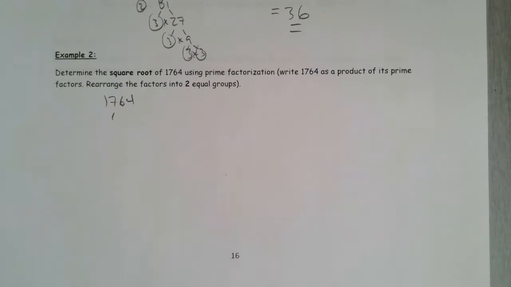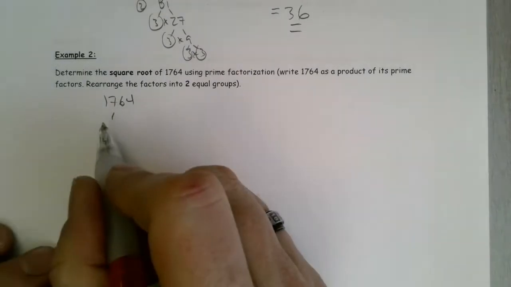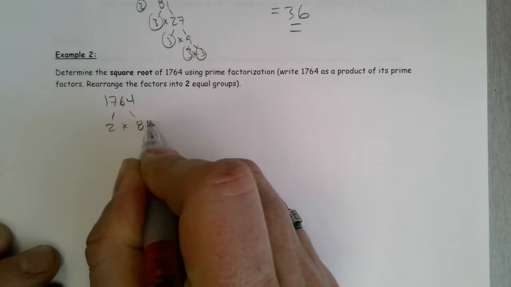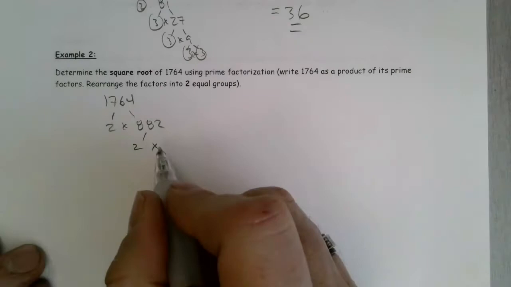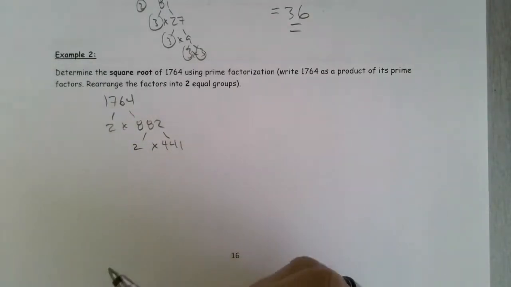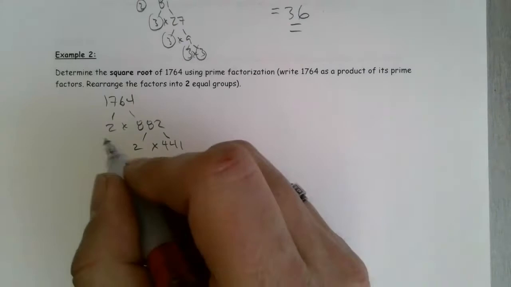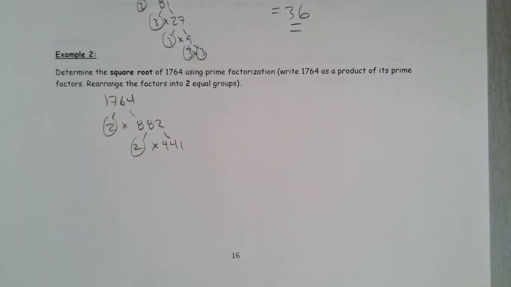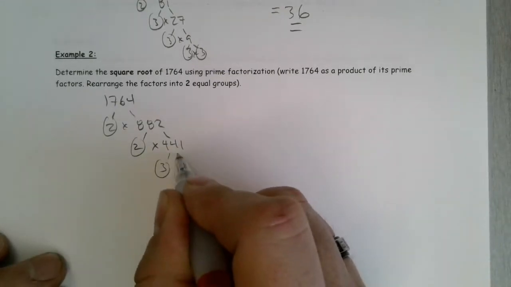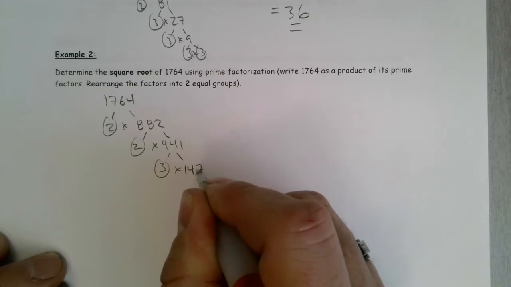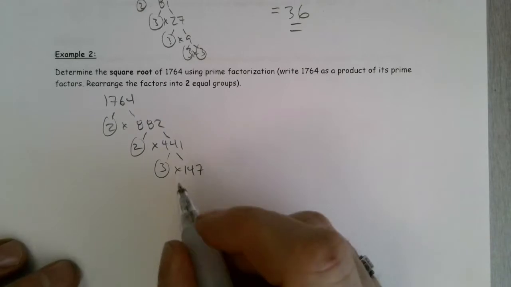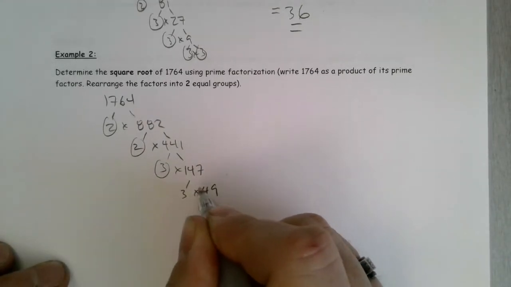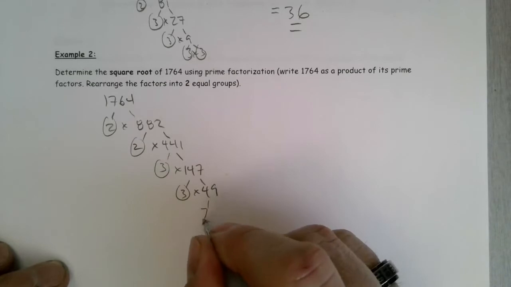Well, I'm going to approach this the same way I approached the last one. I'm going to divide by 2, and I get 882. I'm going to divide that by 2, and I get 441. Now, yikes, that quickly got rid of my prime numbers, because 441 is no longer divisible by 2. But I can divide by 3, and I get 147. Okay, and that is divisible by 3, or at least I'm going to try. And I get 49, and then 49 is going to be 7 times 7.